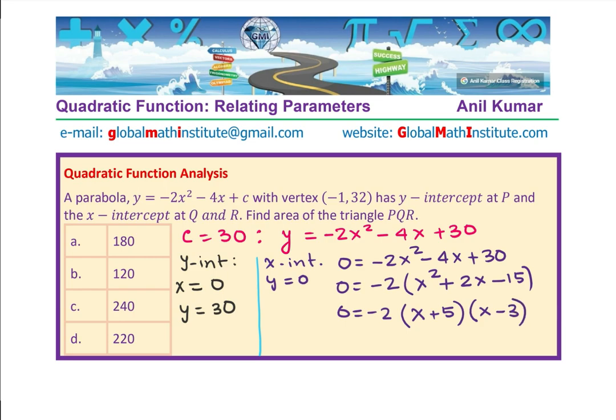So we can write down the x-intercepts. The x-intercepts are at x equals minus 5, and at 3. So these are the two x-intercepts which give us the values of q and r, correct? So I hope now it is absolutely clear. It's a matter of finding area which is really required. So we know what the triangle looks like. And now in the next stage, let's find the area of triangle PQR.